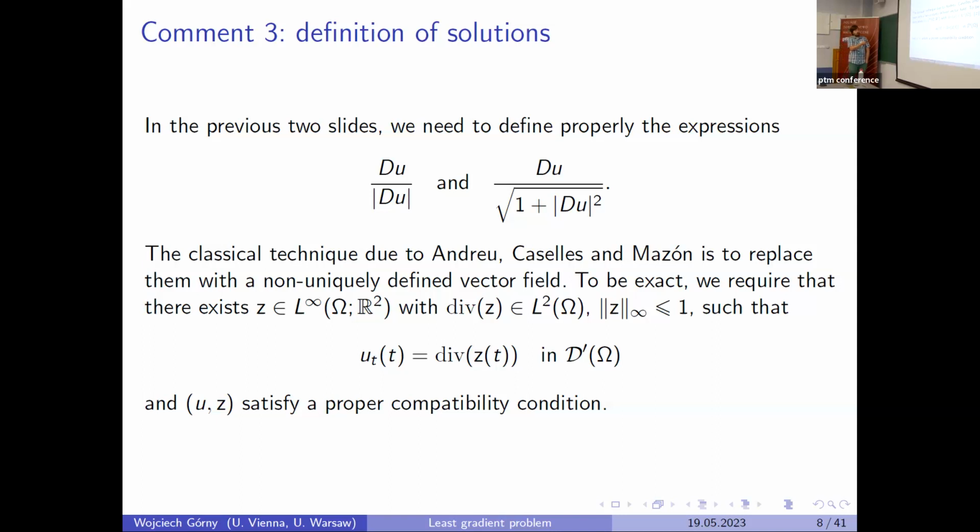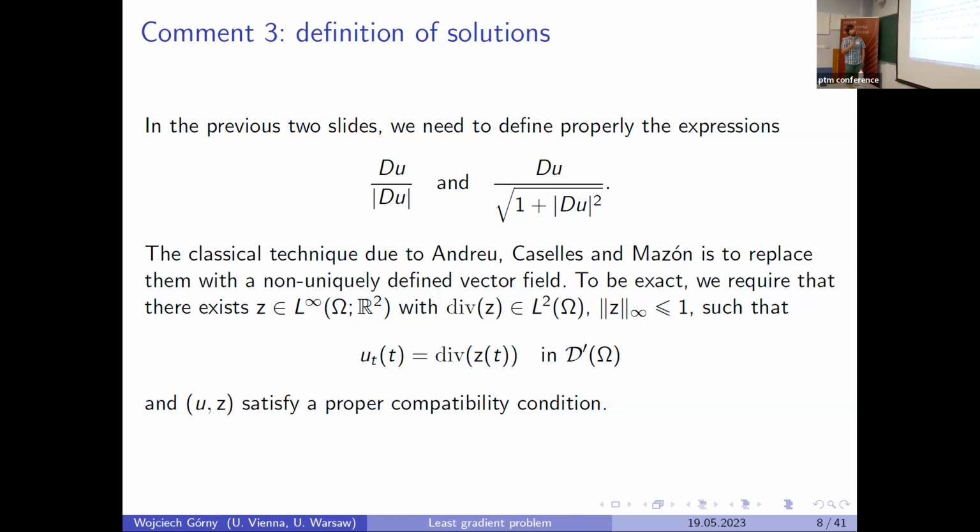And the classical technique from 1999, due to Andreu, Caselles and Mazón, is to replace this object by a non-uniquely defined vector field, which is called Z, which is in L infinity, with divergence which is integrable, such that we replace this object on the right hand side of the equation by Z, and add a proper compatibility condition on Z, which comes from the equation. But I won't talk about this. I want to talk about something lighter.